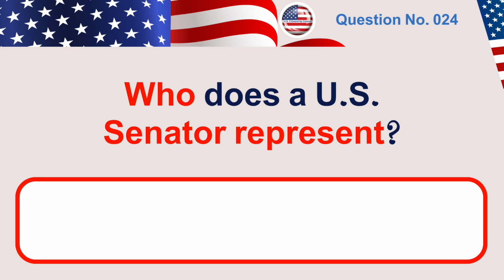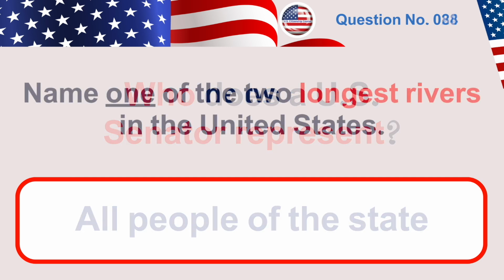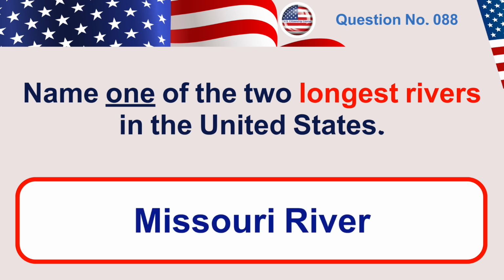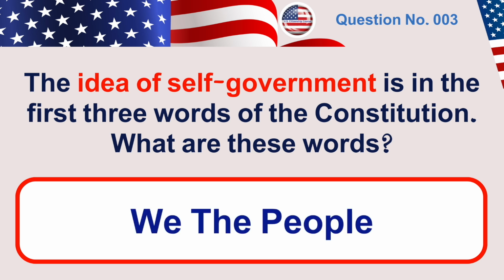Who does a U.S. Senator represent? All people of the state. Name one of the two longest rivers in the United States. Missouri River. The idea of self-government is in the first three words of the Constitution. What are these words? We the people.